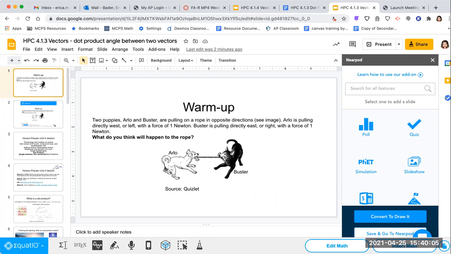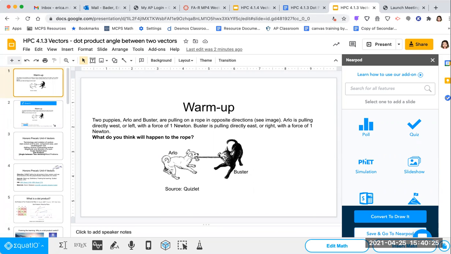We've got two puppies, Arlo and Buster, pulling on a rope in opposite directions, as you can see in the image. Arlo is pulling directly west, or left, with a force of 1 Newton. Buster is pulling directly east, or right, with a force of 1 Newton as well. So what do you think will happen to the rope? Go ahead and pause the video and give it some thought.